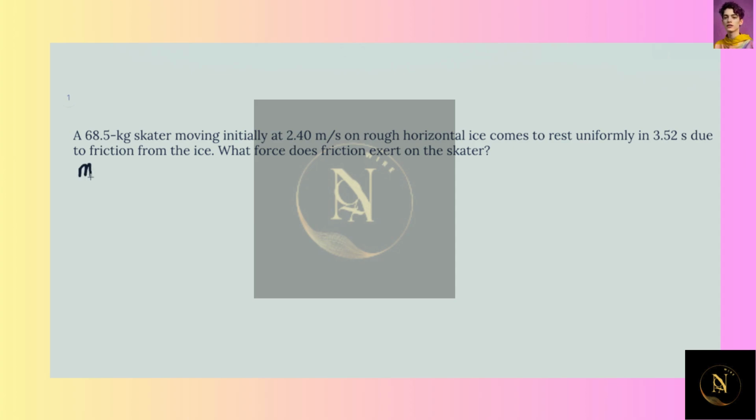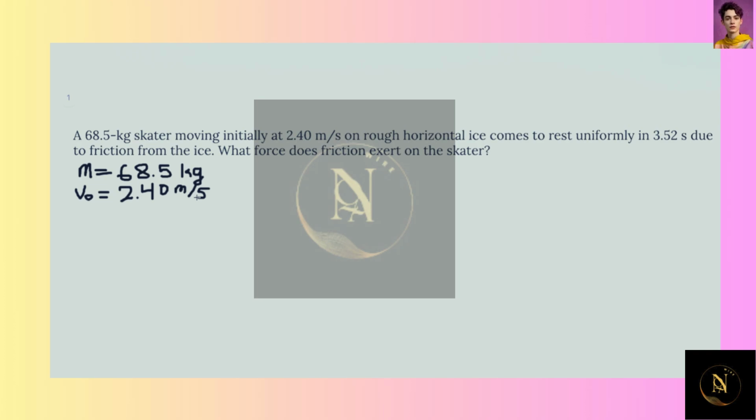So the first number that's given to us is the mass of the ice skater, and that's 68.5 kilograms. The second number that's given to us is the initial velocity, so we'll call that v naught, and that's equal to 2.40 meters per second.